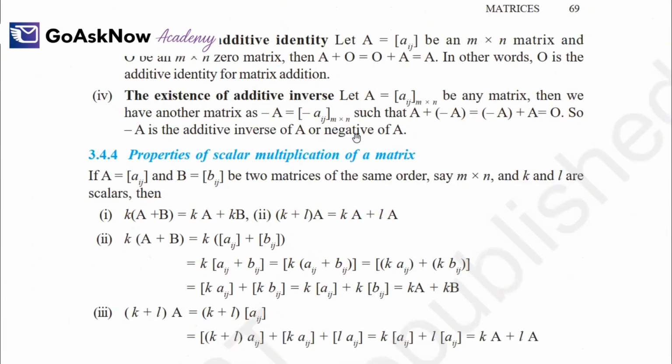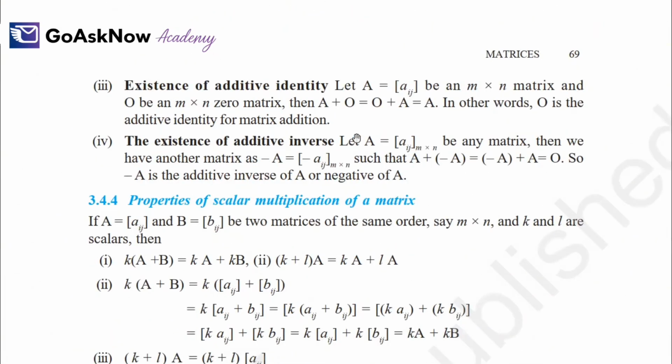Now we will continue that topic, and this is your class 12 maths chapter 3, Matrices. We have already covered two chapters of your class 12 maths NCERT: the first was relations and functions, and the second was inverse trigonometric functions. This is your third chapter, so let's start with the properties of scalar multiplication of a matrix.